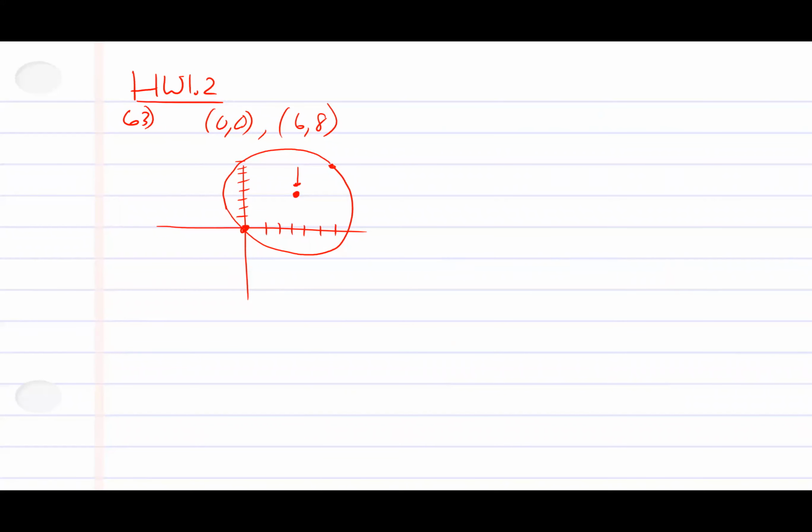All right. I am taking homework questions from 1.2. We have a question, number 63. It says write the standard form of the equation of a circle given these characteristics. We have the fact that this circle goes through (0, 0) and (6, 8). We've got to find the radius.